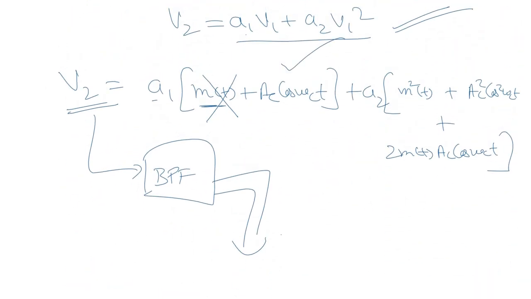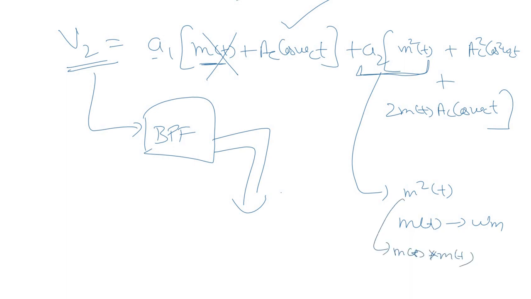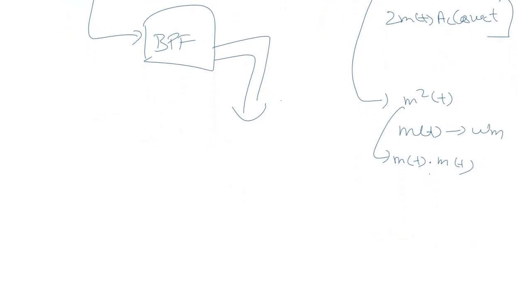Next component is A2 into M square T. Now what is the frequency component present in M square T? If we analyze this component M square T, what is the frequency component? In MT the frequency component is omega M, right? M square T is what? MT into MT, right? And in frequency domain that will result into M omega convolution M omega.